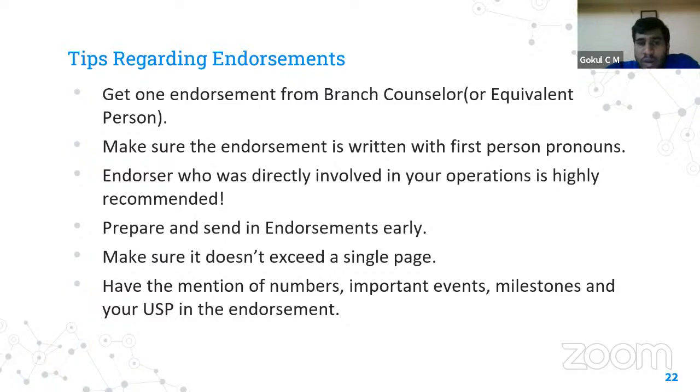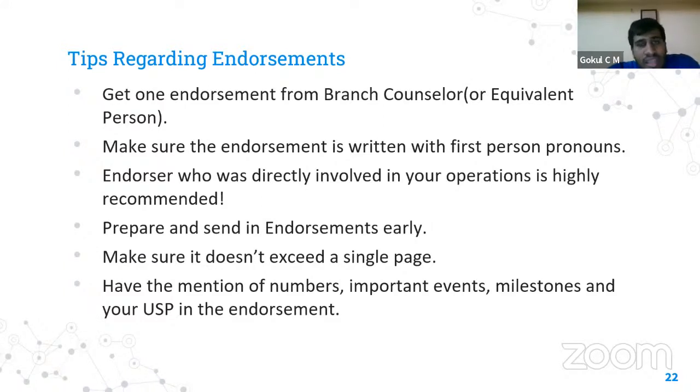First one is get one endorsement from branch counselor, no matter what. No matter what, or an equivalent person, meaning the chapter advisor, student branch advisor or the affinity group advisor. Anybody. Get one endorsement from the professional or the faculty who is involved with your student branch in your college. That's important.